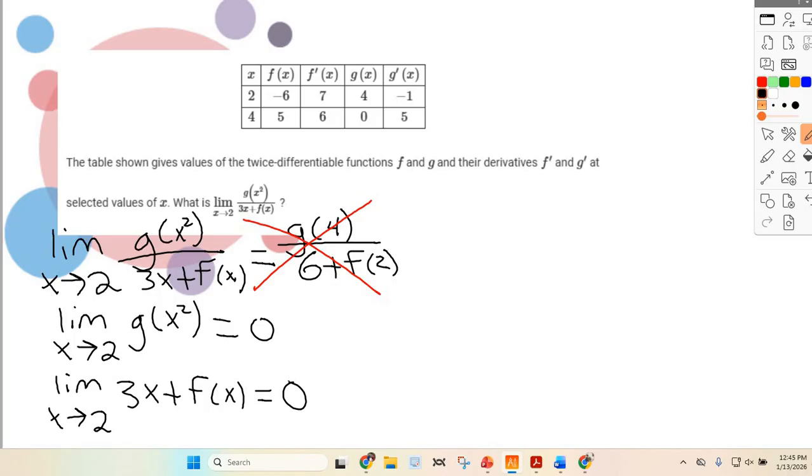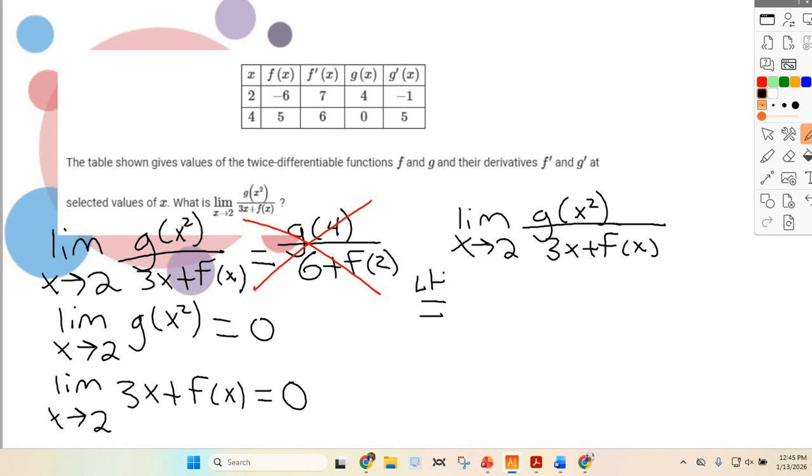But since we do have 0 over 0, what can we do? Yep, L'Hopital's rule. And what does that tell us that we need to do? Correct. So I'm still going to be taking my limit. I haven't evaluated yet, so my limit symbol is still going to be there.